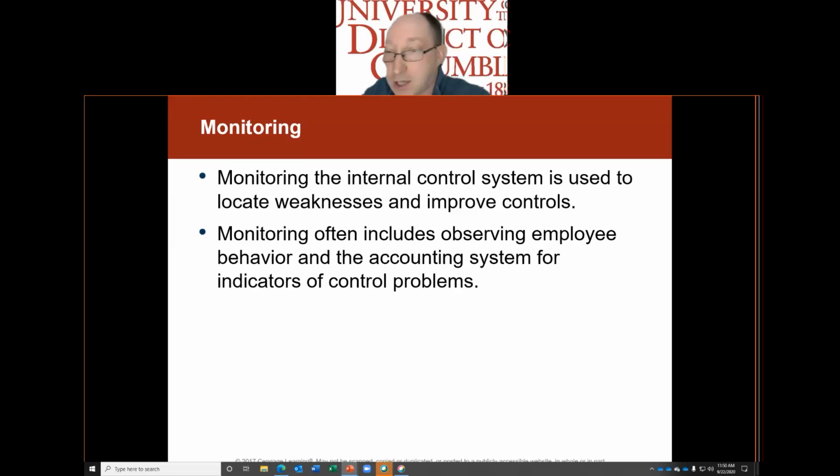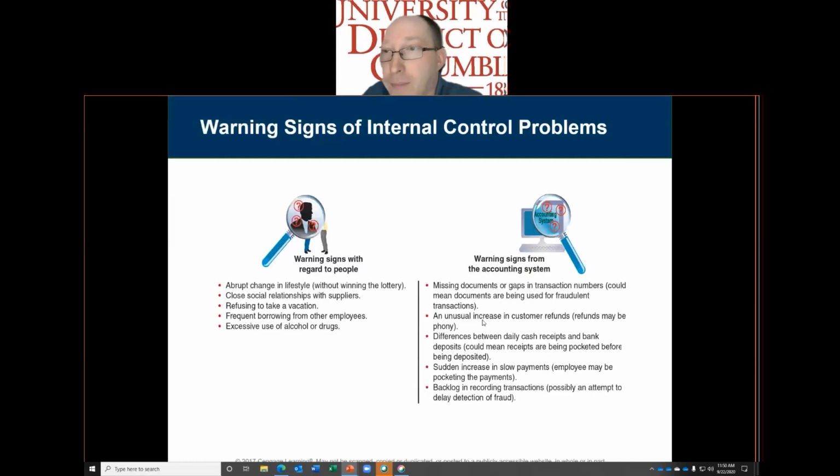And the same idea works in business, right? I monitor the behavior of my employees. I monitor the accounting system to see if there's any potential changes. If I see a change, then I can quickly identify that change and make adjustments accordingly. That's the process of monitoring within the internal controls of business. So again, you're looking for warning signs within people and within the accounting systems. And here's a couple of examples that are listed down.